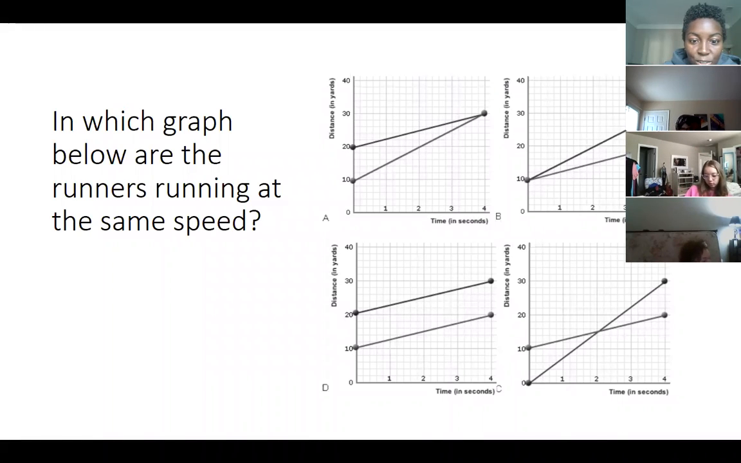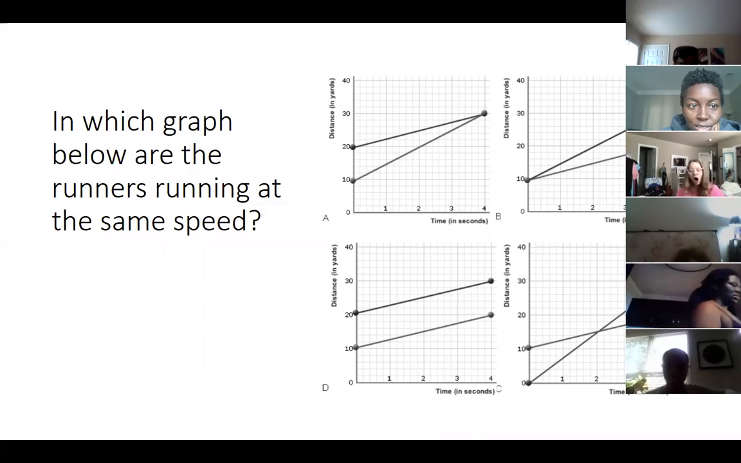All right. In which graph below, 10 seconds, are the runners running at the same speed? Same speed. Wait 10 seconds.